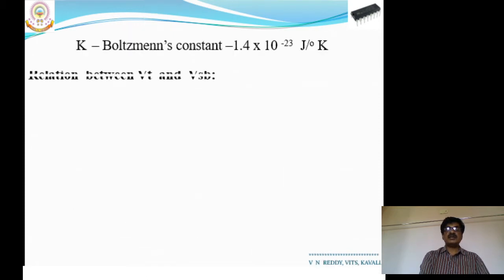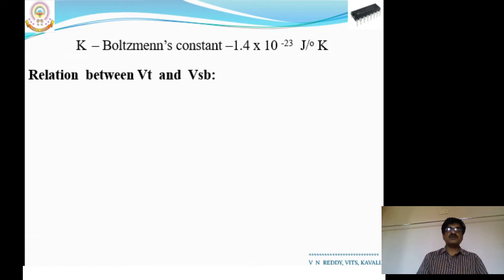Before going to transconductance, see the relation between threshold voltage and the body effect. What is meant by the body effect? In general, in integrated circuits, many transistors are fabricated in the same silicon. So for many transistors, the substrate is the same. In the same substrate we fabricate many transistors.